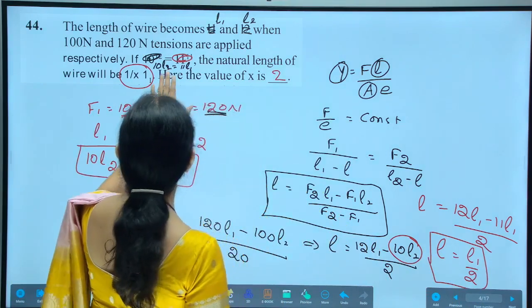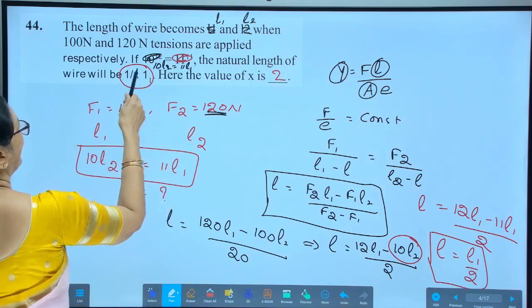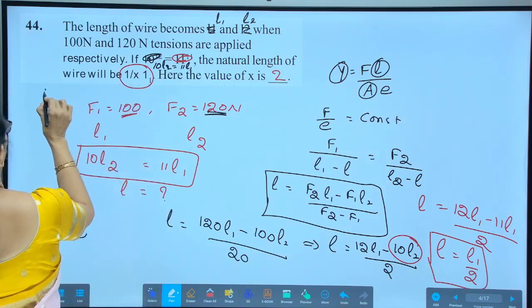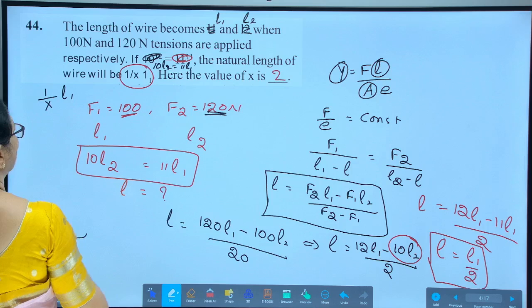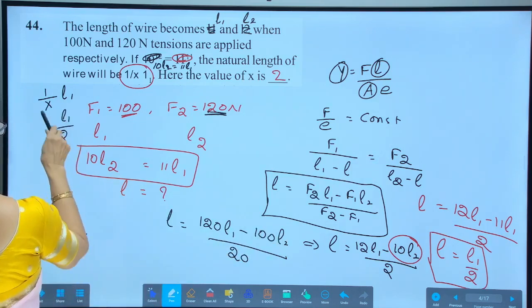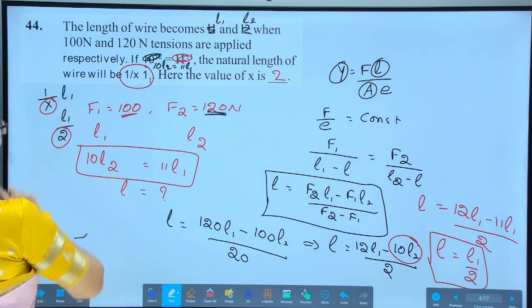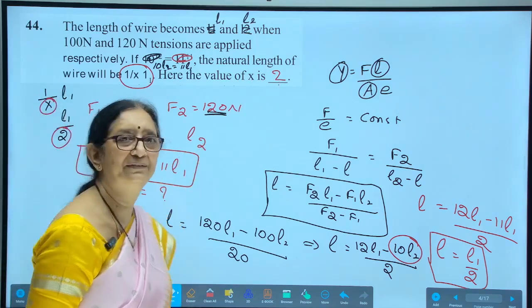See here, in the answer, he has given like this. The natural length of the wire is 1 by x times L1. That is how he has given. But we got it as L1 by 2. So, on comparison, x is equal to 2. So, that is the correct answer for that problem.